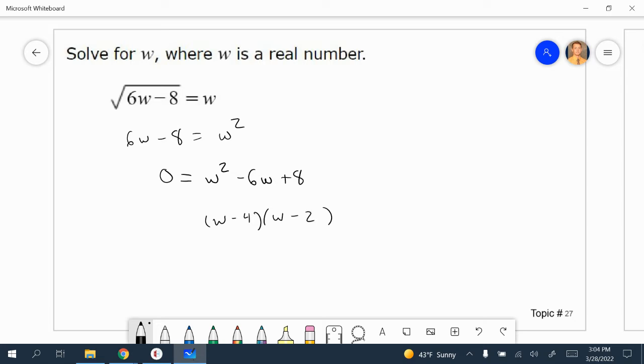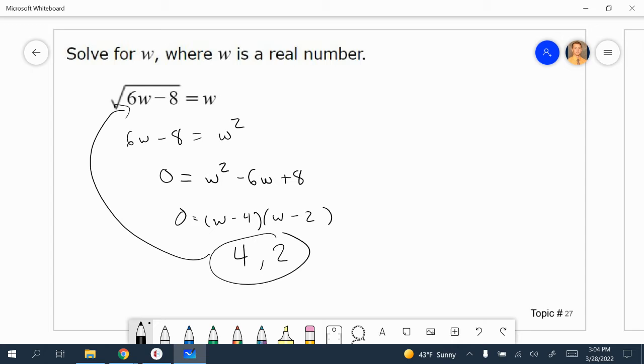So my two answers would be a positive 4, because these are supposed to equal 0. So a positive 4 would make that first parenthesis equal 0. A positive 2 would make the second parenthesis equal 0. And then I should plug both of these back in just to make sure that they both work, because there's a potential that you will get some that won't work when you plug them back in. When we do a bunch of squaring, square roots and stuff, things can get a little funky sometimes, and we might not actually get an answer that works.